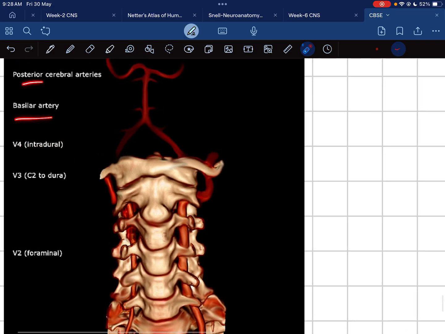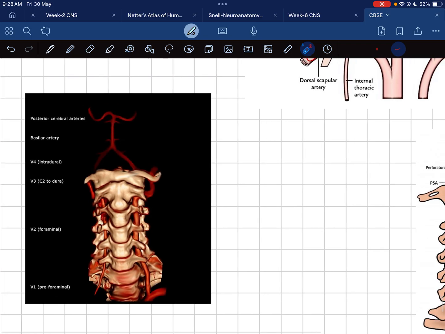Then there is the basilar and the posterior cerebral arteries. Sorry, these are part of the vertebral artery.